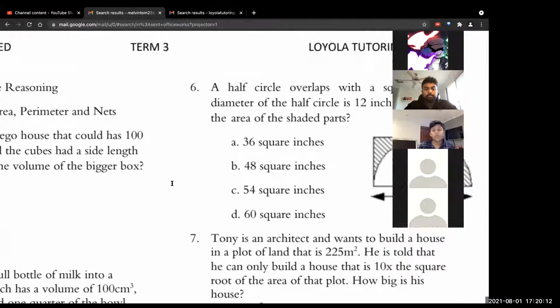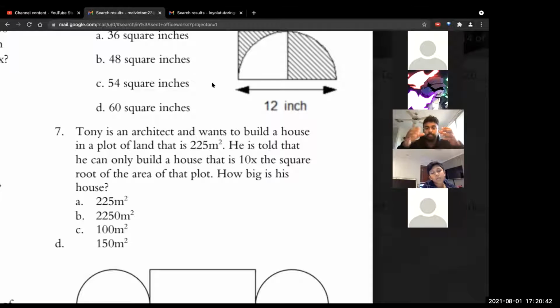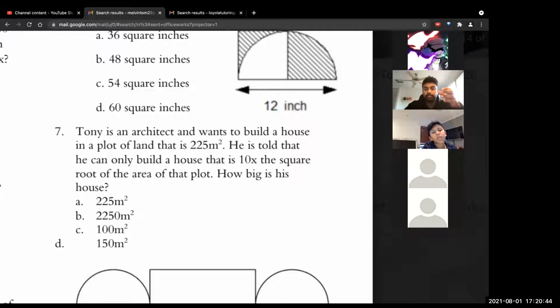Okay, 7. Tom is an architect who wants to build a house on a plot of land that is 225 meters squared. He's told that he can only build a house that is 10 times the square root of the area of the plot. How big is his house? Okay, this did not require any knowledge about area, volume, or surface area. This was just an easy math question. The area of the plot of land is 225 meters squared. He can only build a house that is 10 times the square root of that area.